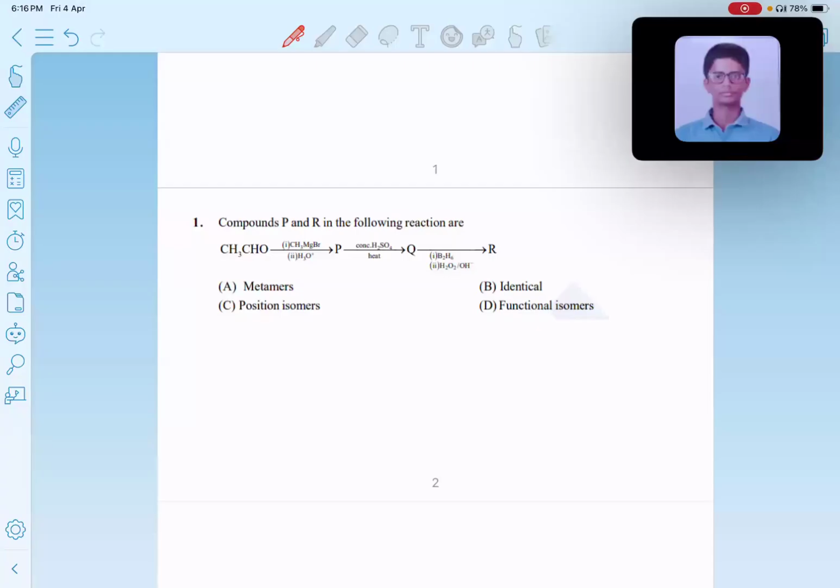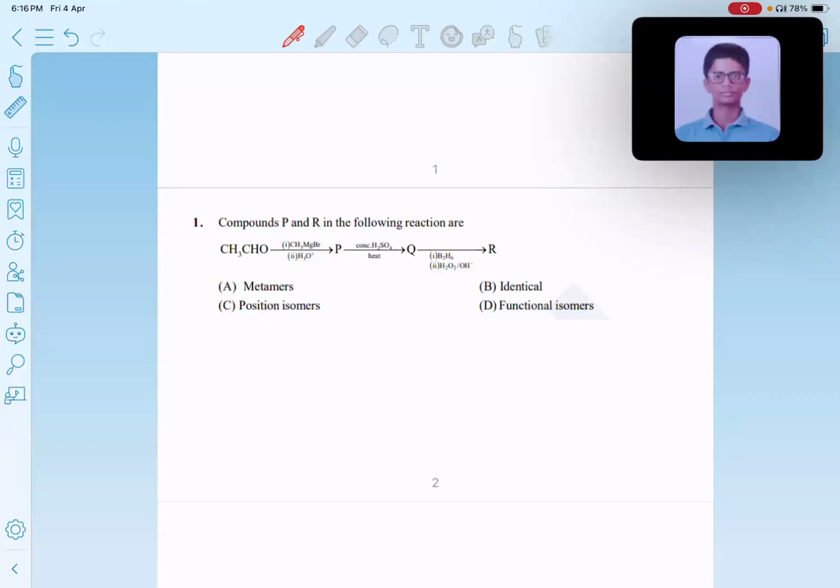In this question paper, out of 60 questions, 20 questions are out of syllabus, meaning they are from deleted chapters. The remaining questions, I am going to discuss. So, let us start. Question number 1.